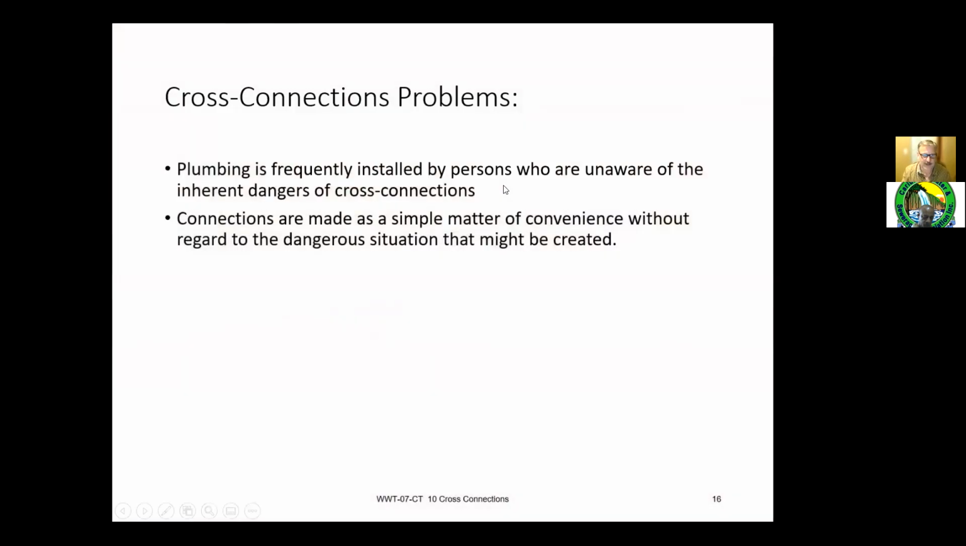Many times, connections are made simply as a matter of convenience. Like, oh, I'm working on something, oh, there's a pipe right there, I could just connect to that quickly and get the water I needed. And you're trying to do your job, and you may not be thinking, or somebody else may not be thinking, about the dangerous situation that they're actually causing.